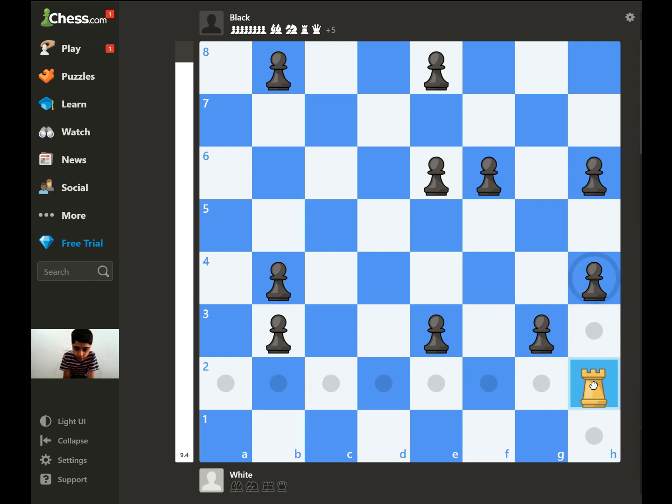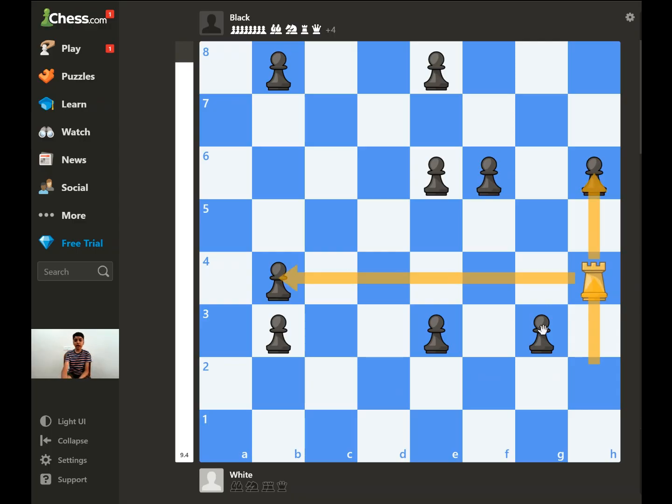So the first thing we'll do is just capture the pawn. Okay, alright. We just capture this pawn. That's easy. But now here comes the trick. Which pawn should you capture? This pawn or this pawn? The pawn on the B file or on the H file? It's a hard decision. And sometimes you even mess it up.